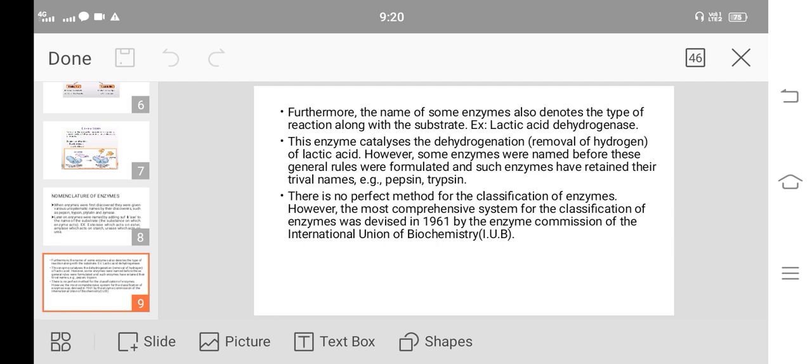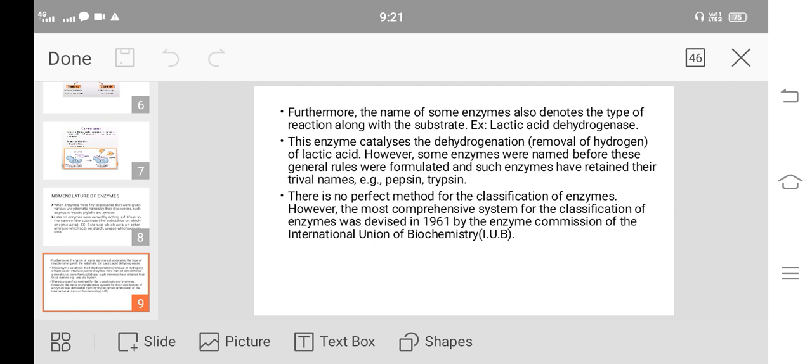Like lactic acid dehydrogenase. This enzyme catalyzes dehydrogenation. The "de" in dehydrogenation indicates the removal of hydrogen from lactic acid. Some enzymes were named before these general rules were formulated. Such enzymes have retained their trivial names, like pepsin, trypsin and so on.